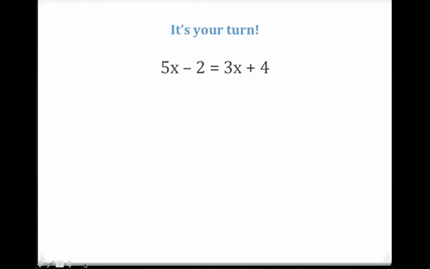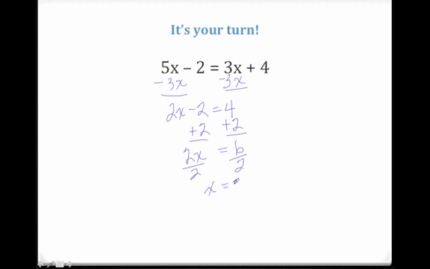We already did it. So now it's your turn. Try to pause the video and see what you come up with. All right, we subtracted 3x on both sides, leaving us with 2x, and 4 is the only thing left over there. Isolate my variable by getting rid of that negative 2, leaving us 2x equals 6. Divide by 2 both sides. We get x equals 3.